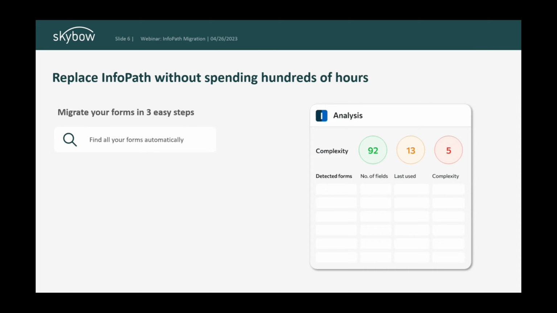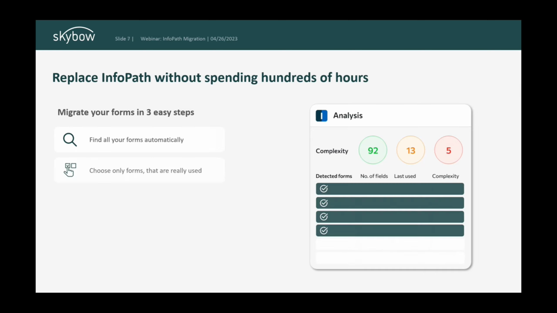In the first phase of the InfoPath migration, you should probably find out how many forms you have. It's important to know where you stand, how many forms you have, and then next to that, how many forms are really being used. Maybe I have 2,000 forms, but only 500 of them are being used. Of course, I do not want to put any effort into the 1,500 that are not being used. I want to focus on the ones that are really used and that are needed by my team.